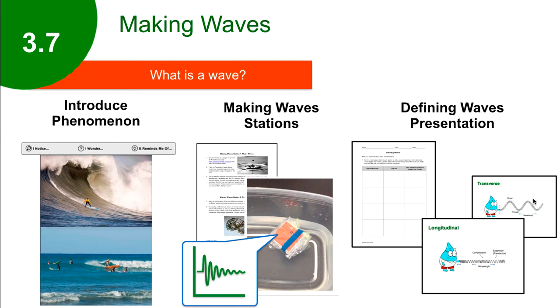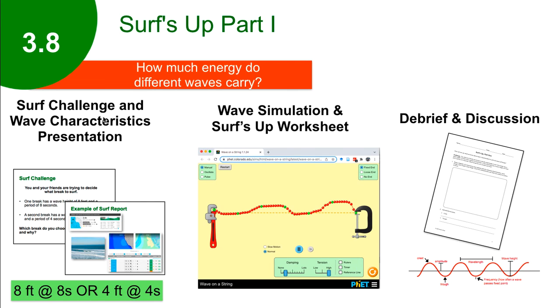We end class with a short presentation on different types of waves and ask the students to refine their definition of a wave. In lesson 3.8, we introduce students to a surf challenge. We show them different waves and how satellites provide predictions about the surf, including how tall waves will be and how often they'll come. We give students a choice.